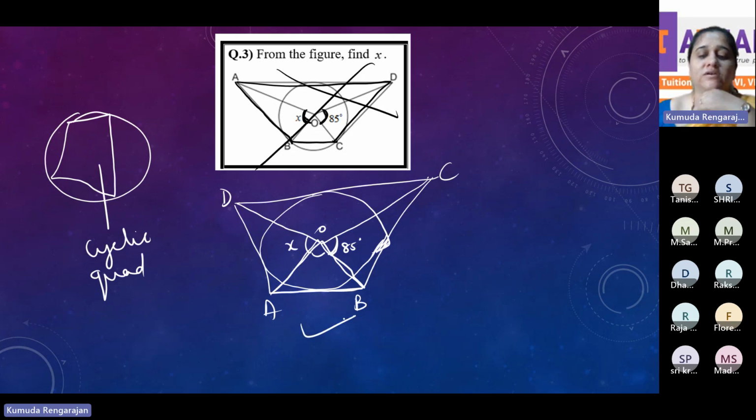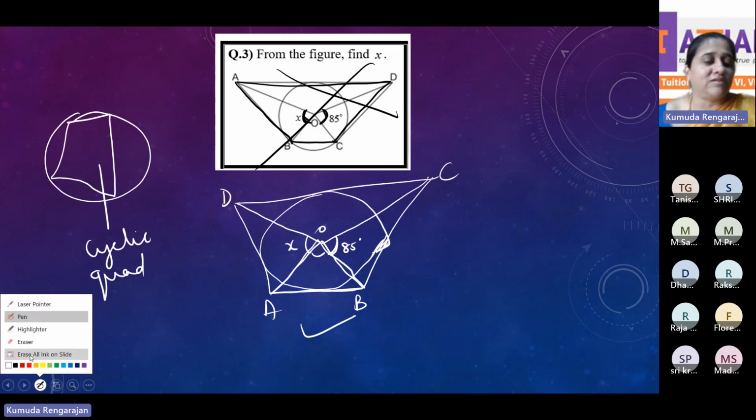Here in this figure, the sides of the quadrilateral are tangential to the circle. The four sides AB, BC, CD and AD are tangents to the circle with center O. Now we know the result: in a situation like this, the opposite sides of the quadrilateral subtend supplementary angles at the center.